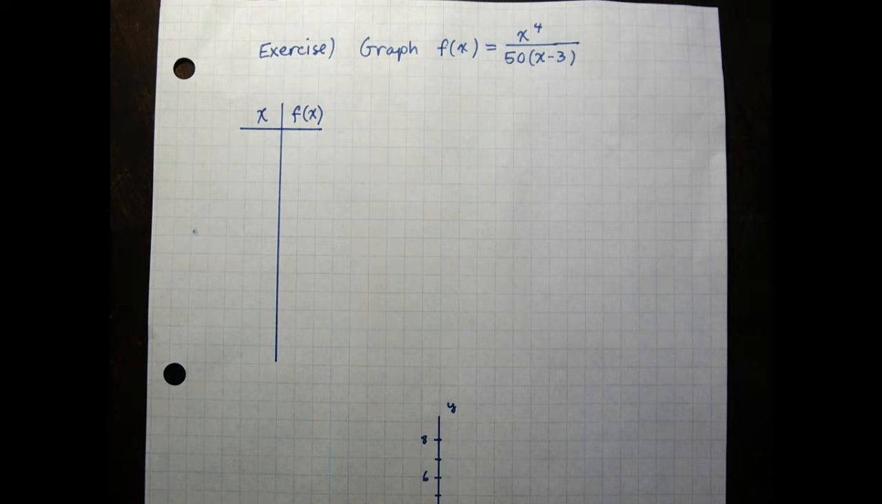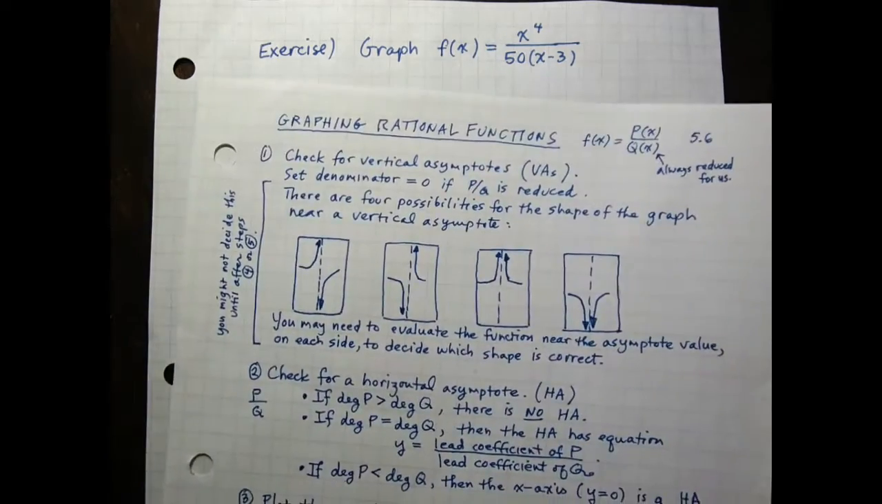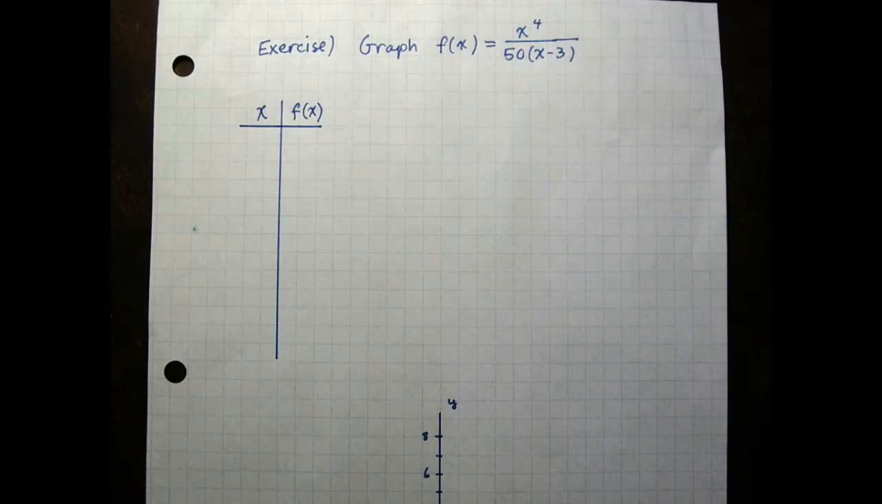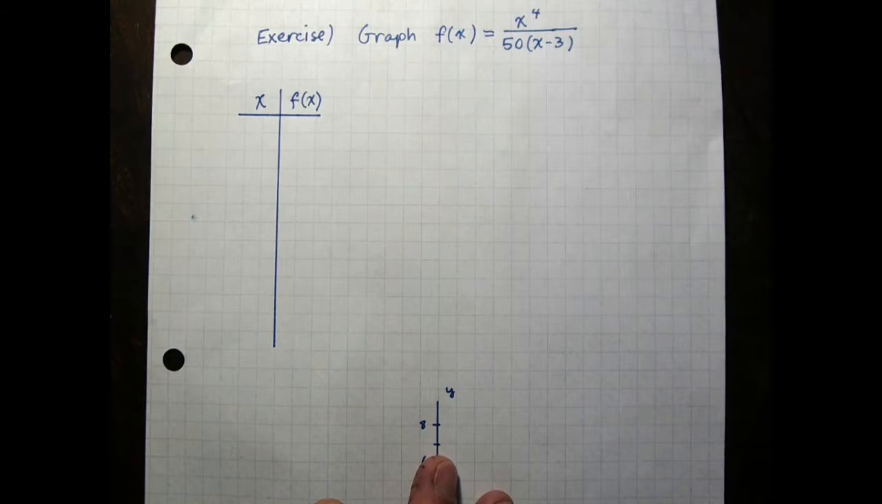In this exercise, we're going to graph a rational function, f of x equals x to the fourth over 50 times x minus 3. And we're going to follow our procedure now. So I have my step-by-step procedure for graphing rational functions, and we're going to go ahead and apply that. So you can take a look at that separately. So let's get started here.